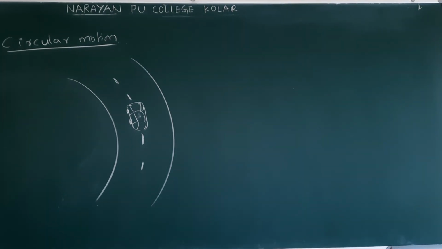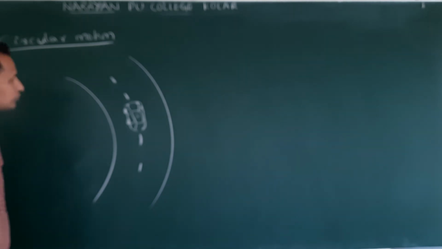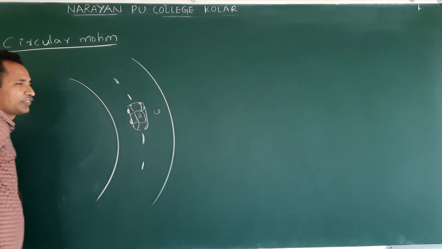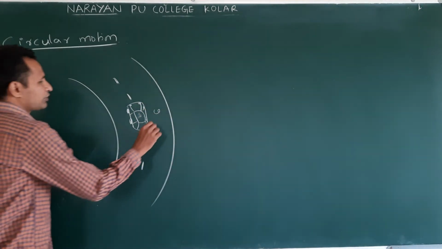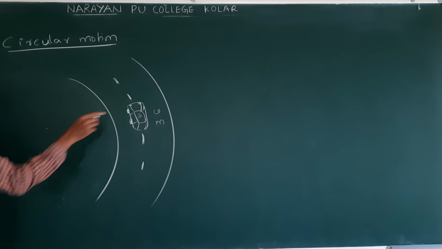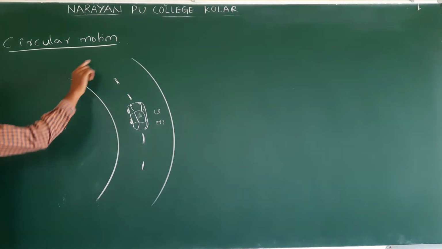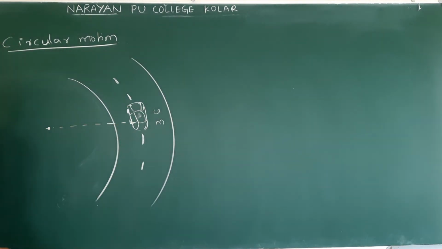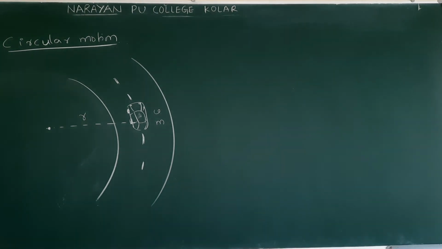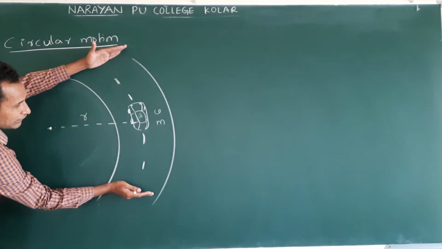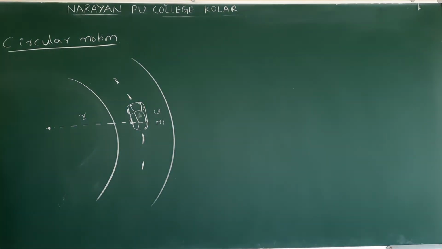A car is moving on a circular road with velocity v. V is the velocity of the car. M is the mass of the car. The center for this circular path is here, and this is the radius of the circular path, let us say R. This is a curve, right? Up to here it looks like a curve. If we extend this curve, it forms a circle.